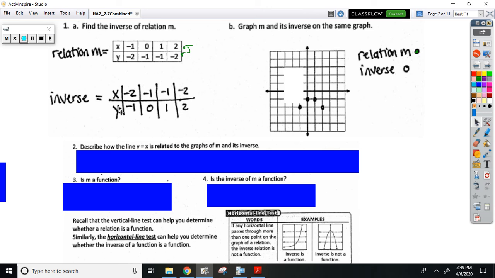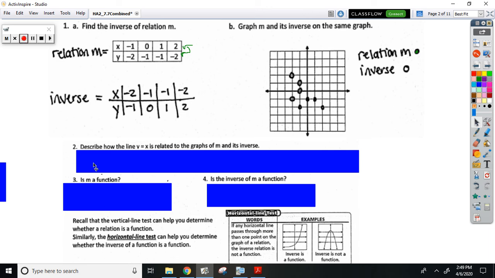And then to graph our inverse function, we'll graph these coordinates. So -2, -1, -1, 0, -1, 1, and -2, 2. Again, I used open circles. You can also use x's, something that just looks different than the regular relation.